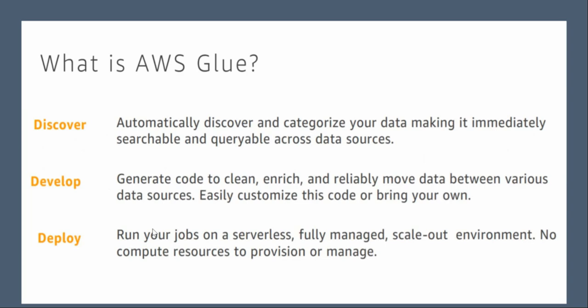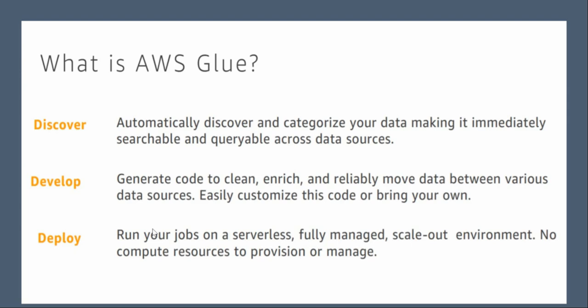So what is AWS Glue? First thing, discover, develop, and deploy. These are the three main functions that let you automatically discover and categorize your data, making it immediately searchable and queryable across data sources. This is through crawlers, and this will become clearer when we go into the breadth of the detailed components that make up Glue. You can develop general source code, enrich, and reliably move data between various data sources. You could also customize it, which pretty much means ETL.